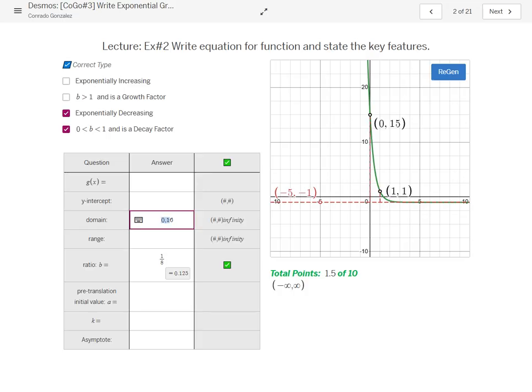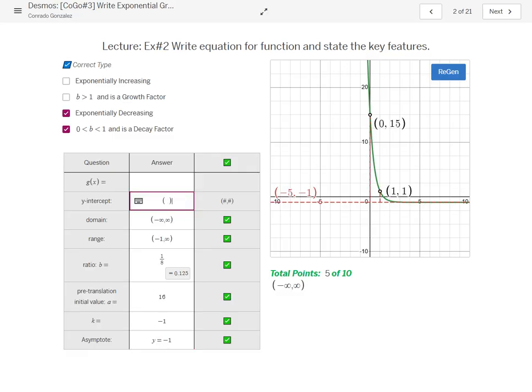Okay, so let me erase these points here, and the domain is negative infinity to positive infinity. The range would be the lowest possible point, in this case -1, from -1 all the way up. That's the range. And the pre-translation, so in other words, before I shift it down, a was 16, and k is -1. That means the asymptote is y equals -1. That's the little red line there.